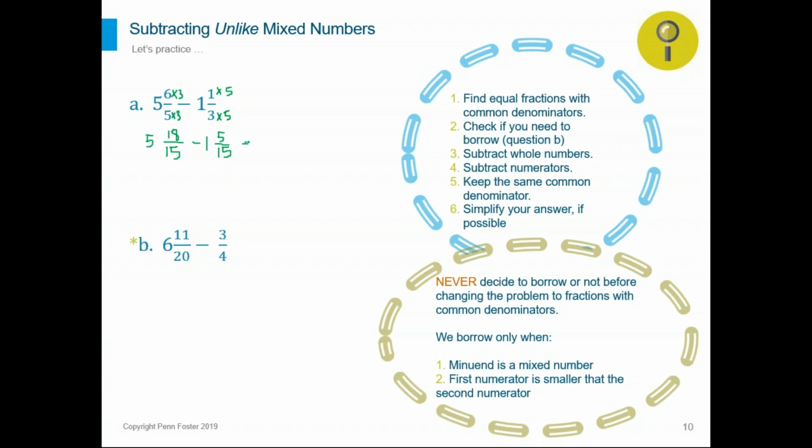5 minus 1 is 4. 15 will stay as is in the denominator. 18 minus 5 is 13. And this is your final answer.